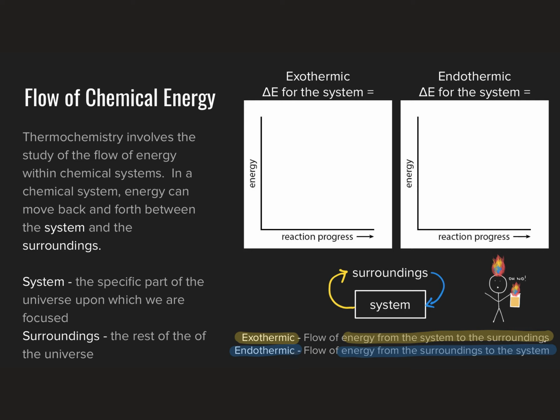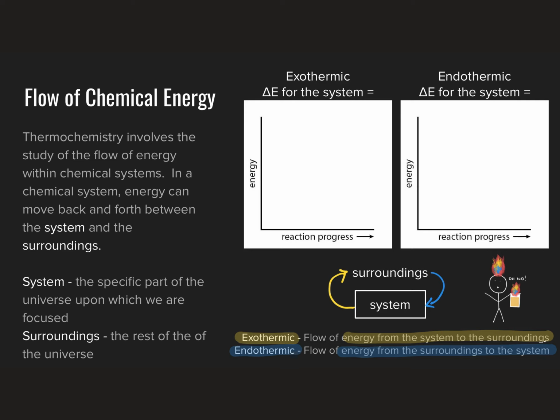So if you are part of the surroundings, we have to tweak how we look at things because we aren't going to be looking at things from a first-person perspective here. We're going to be looking as an outside observer in the surroundings at the system. And that makes things sometimes seem a little bit backwards in terms of energy flow.